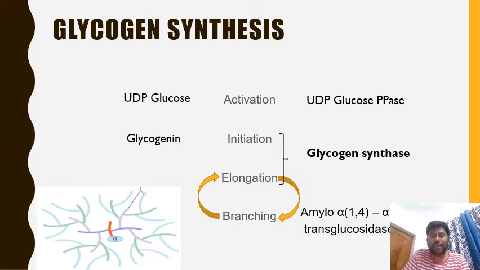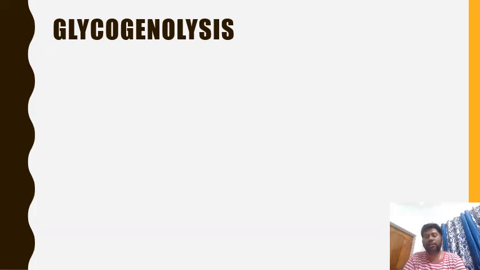Next, coming to glycogen breakdown. Just now we discussed that glycogen synthesis is a process which involves repeated action of elongation and branching. So this repeated cycle results in glycogen synthesis. For glycogen breakdown, it is just the opposite.